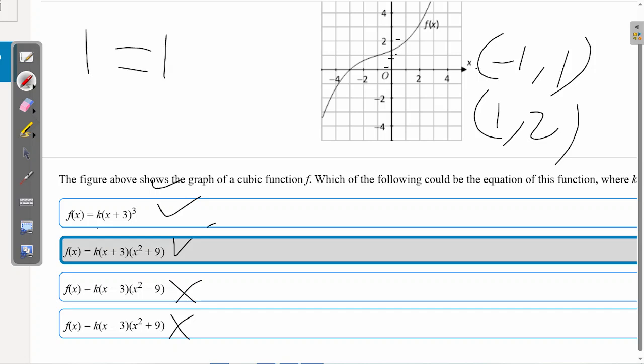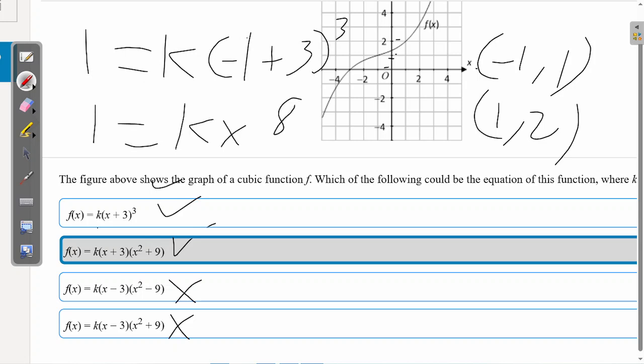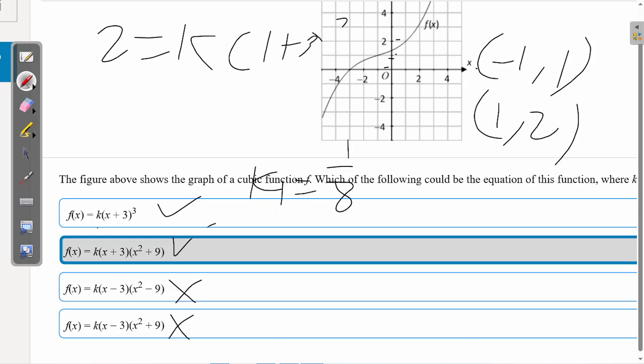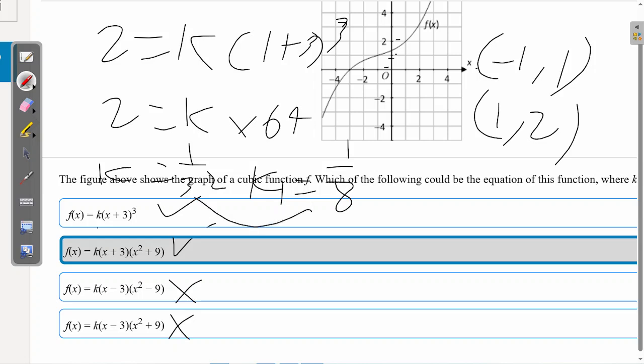So 1 is equal to k times negative 1 plus 3, cubed. 1 is equal to k times 2 cubed, which is 8, so k is equal to 1 over 8. The first k is 1 over 8. The second one: 2 equals k times 1 plus 3, cubed. 2 is equal to k times 64. So k is equal to 1 over 32. Are these two equal? No, they're not equal. So we eliminate that choice, and it's wrong.